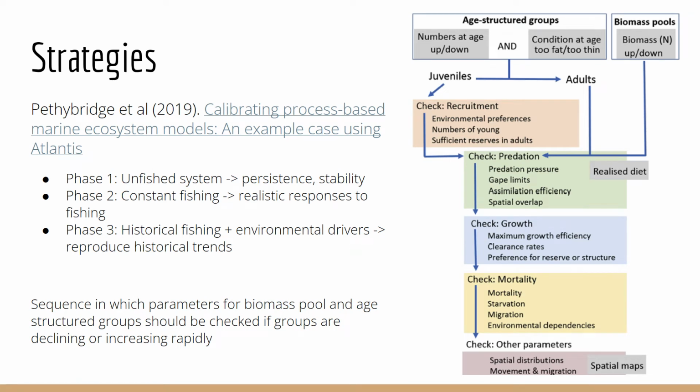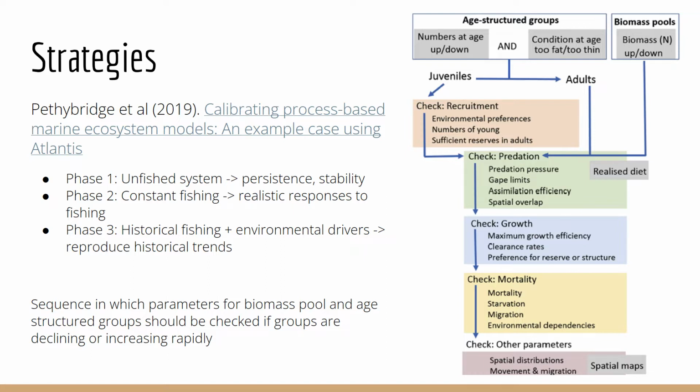The second publication of note is that of Pethybridge, I hope I pronounced the name right, and she mentions a three-phased approach to development. And she talks about phase 1, where in the absence of fishing, persistence and stability of all groups should be seen. Then phase 2, once you've reached phase 1. Phase 2, include constant fishing and then determine if realistic responses to fishing occur. When that passes, phase 3, add historical fishing and environmental drivers to reproduce historical trends.